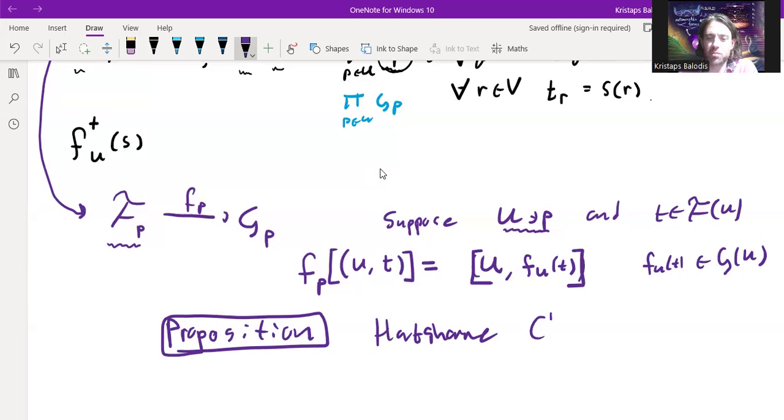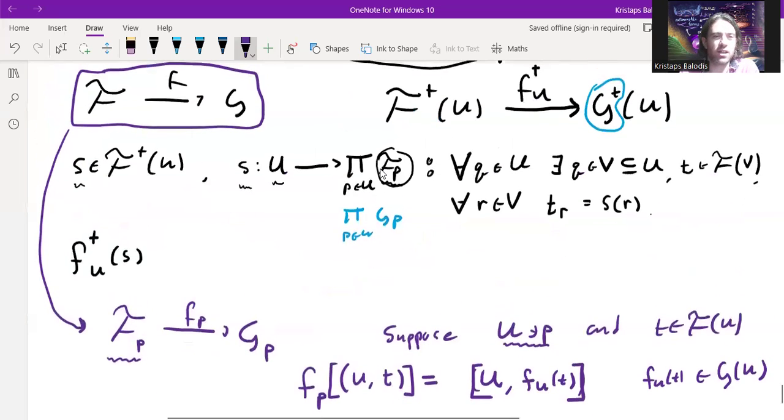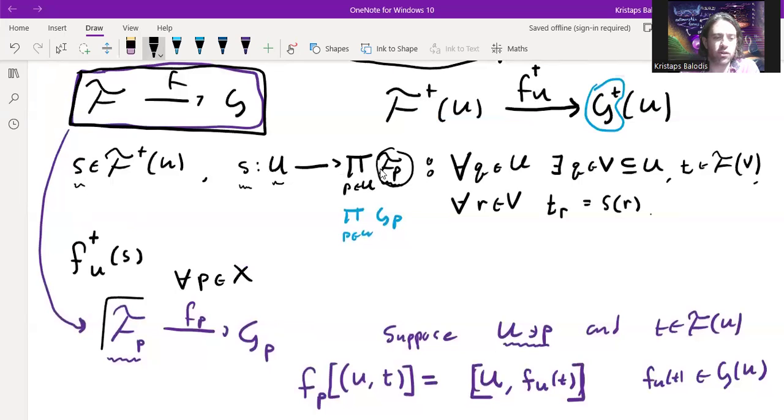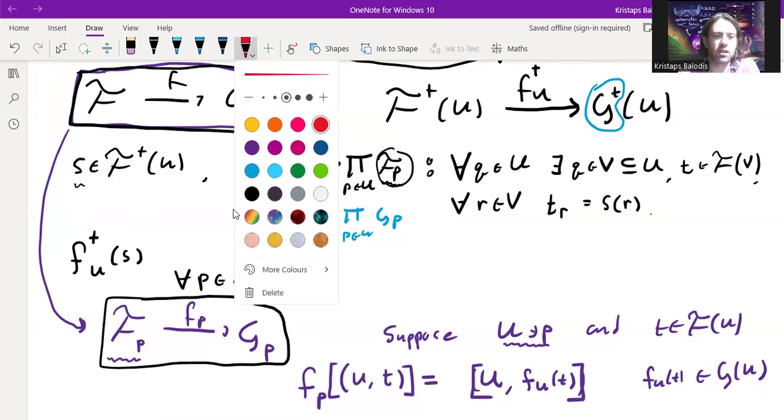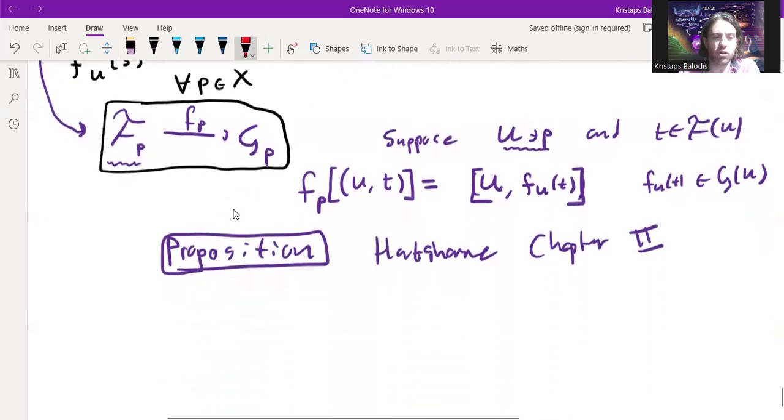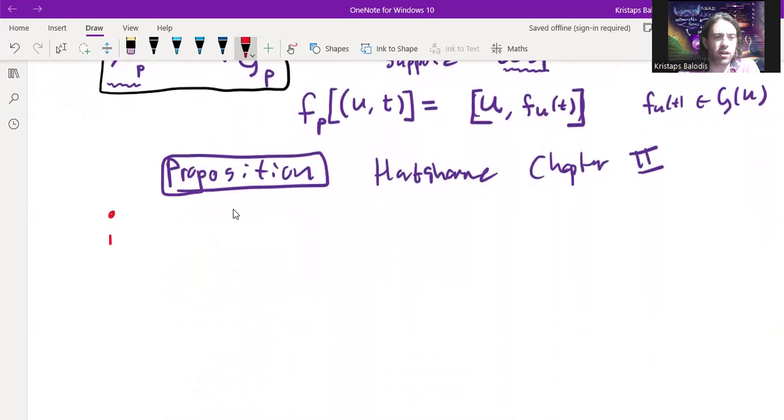In chapter 2, section 1 on sheaves, a morphism is an isomorphism if and only if for all points in your space this induced map is an isomorphism. So we're going to make use of that in a moment, but also let me say this.